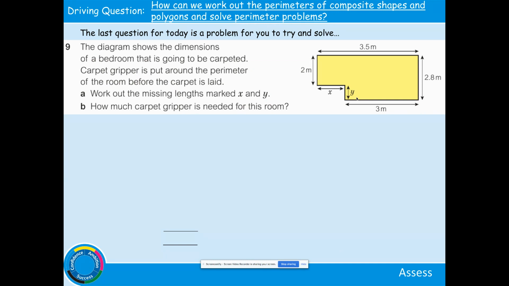Okay, so this is the last question that you'll be doing today. We'll carry on with perimeters tomorrow or with the next lesson. Have a go at this one on your own. Press pause. When you've completed the question, press play and we'll go over it together.